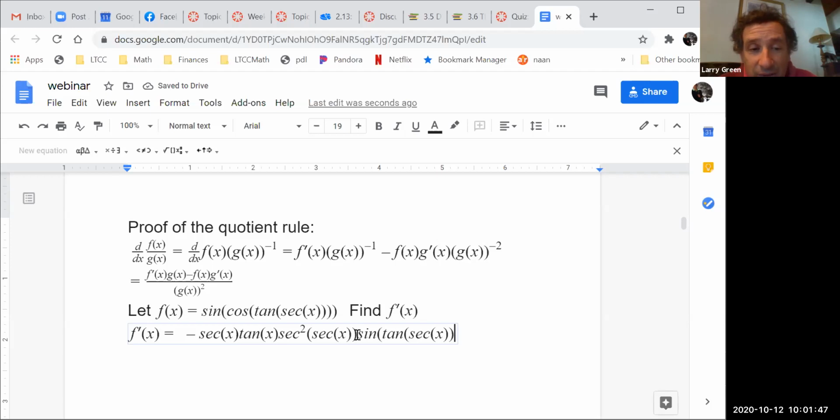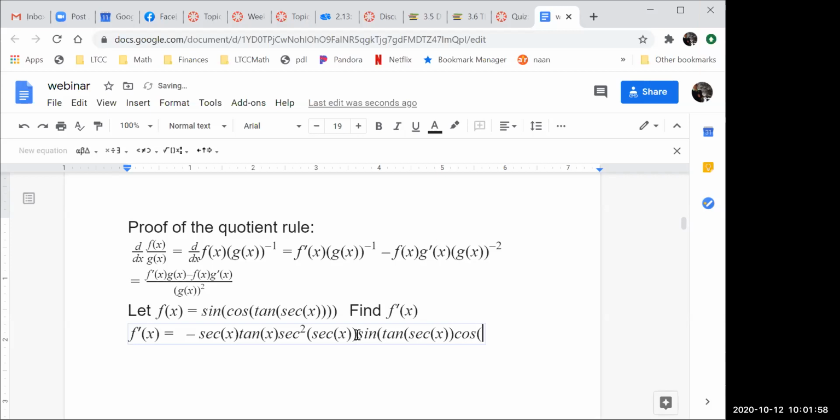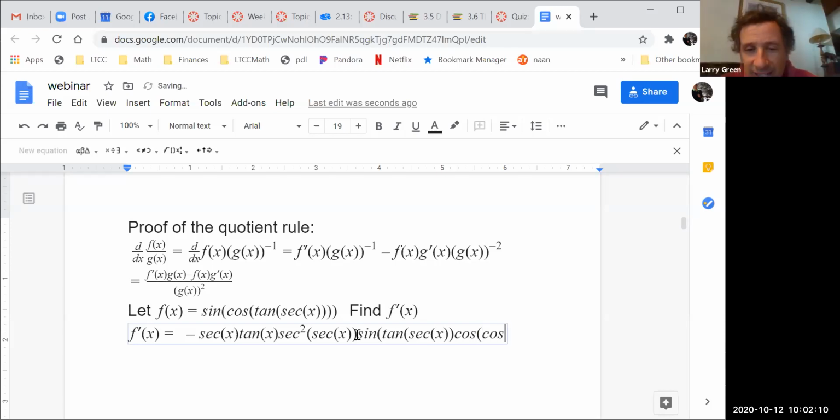And then times the derivative of the sine. What's the derivative of the sine? Important, you all know that one by heart. Cosine. And then what's the inside? Cosine of tangent of secant x. Yep, cosine of the tangent of the secant of x. And there's the answer. Any questions on this example?